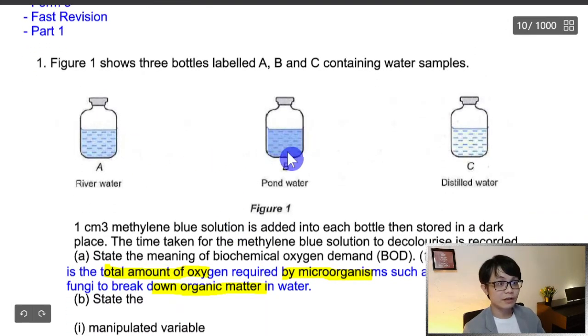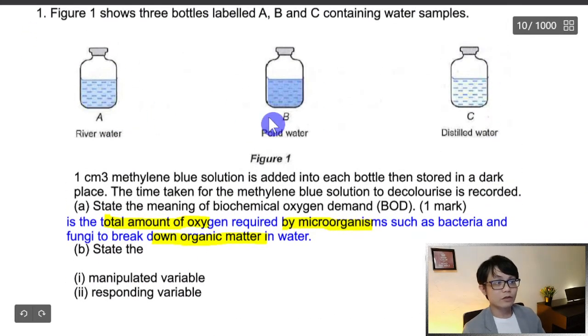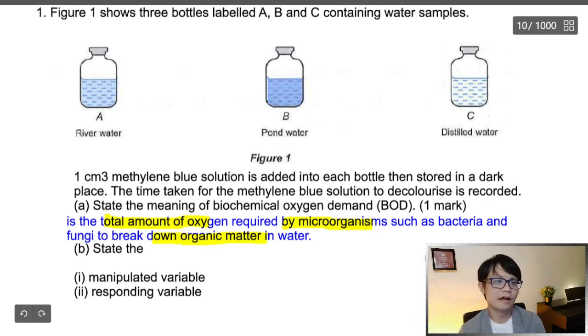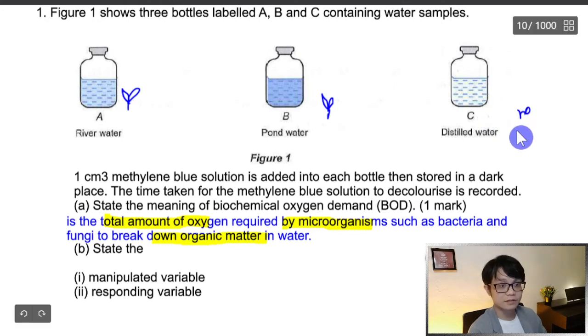Okay, state the manipulated variable and the responding variable. So there are 3 types of water. Each of these waters has a different amount of oxygen. The least oxygen probably will be the pond water, and the river water should be okay. River water and pond water will have more oxygen, because usually they have some plants in the water. Distilled water, you get less oxygen or almost no oxygen.